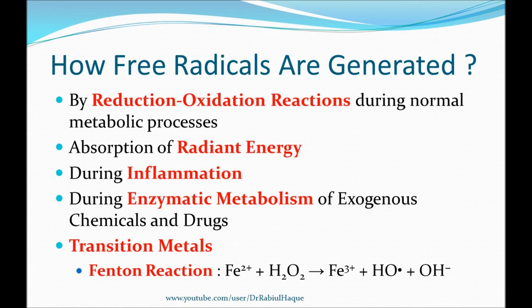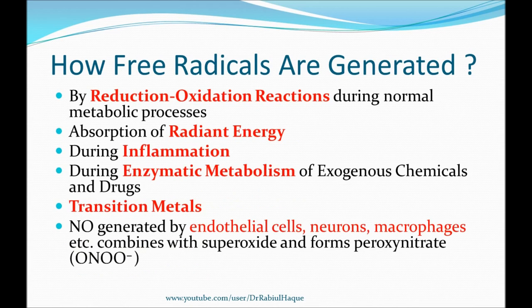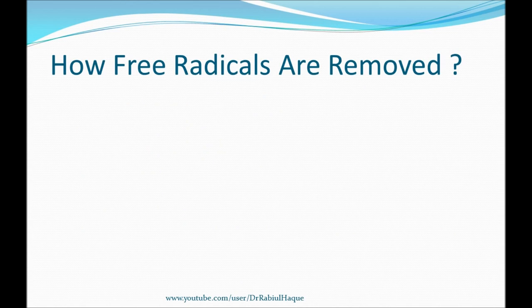The last mechanism of free radical generation involves endothelial cells, macrophages, neurons and other cell types, which mainly generate nitric oxide. Sometimes it can act as a free radical, and it can also be converted to an even more reactive free radical known as peroxynitrite anion. Now that we have talked about the generation of free radicals, we will move on and talk about the removal of free radicals from our body.